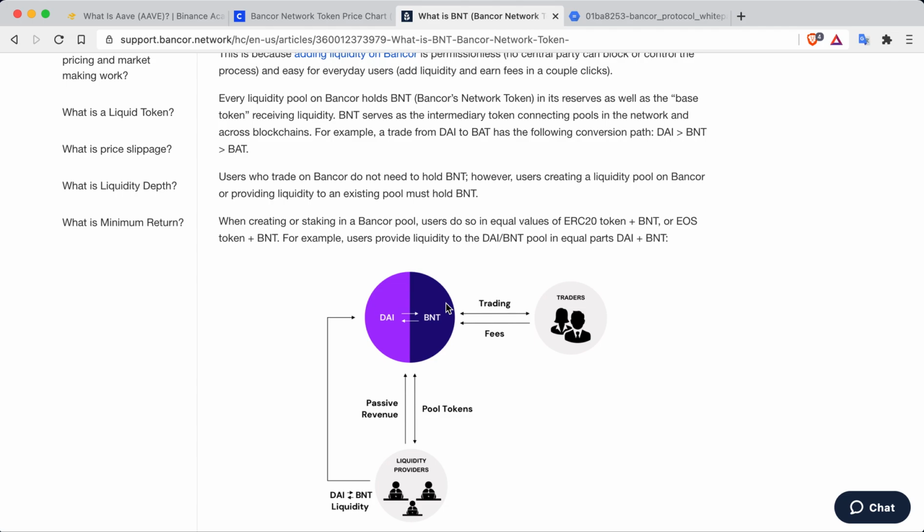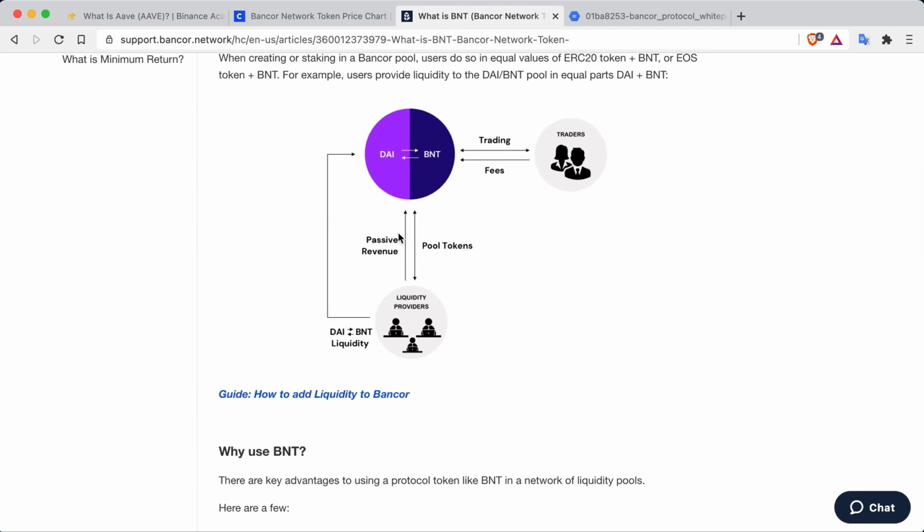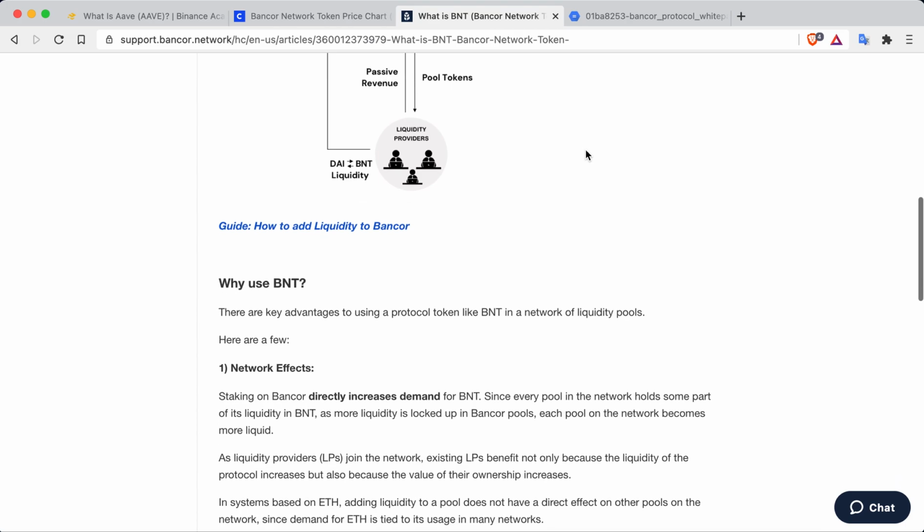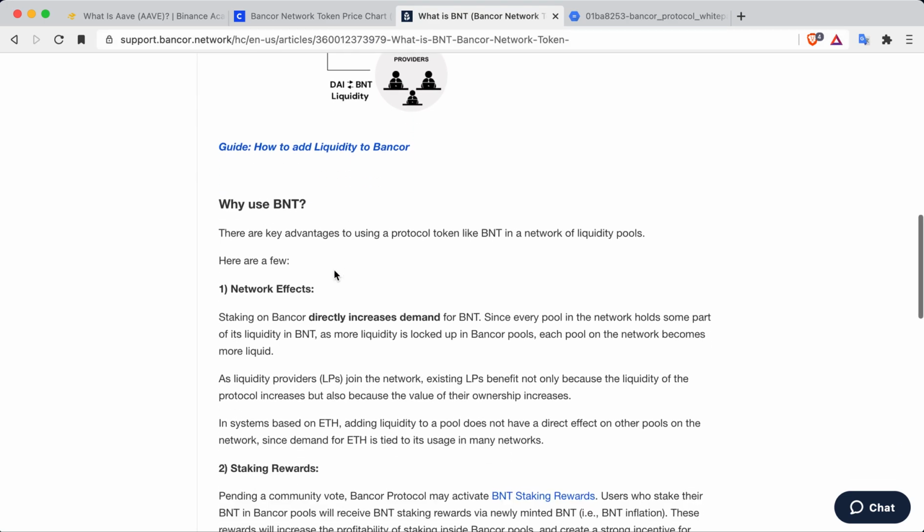When creating or staking in a Bancor pool, users do so in equal values of ERC20 tokens, for example EOS token plus BNT. For example, users provide liquidity to the DAI-BNT pool in equal parts DAI and BNT. And this is a diagram to basically explain what happens: from the liquidity provider, the passive return, the pool tokens, DAI, BNT, the transition, trading fees, and ultimately traders. That could be absolutely anyone, no controlling party. How to add liquidity to Bancor. Now, as you can see, there's a link there. I will link this entire article in the description so you guys can check it out for yourself.